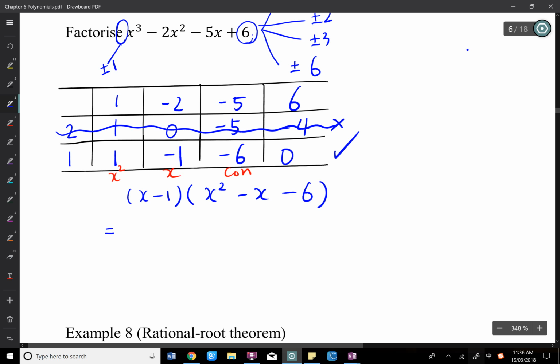So the cubic equals x minus 1 times that quadratic. We can factorize that easily. That's x minus 3 and x plus 2.